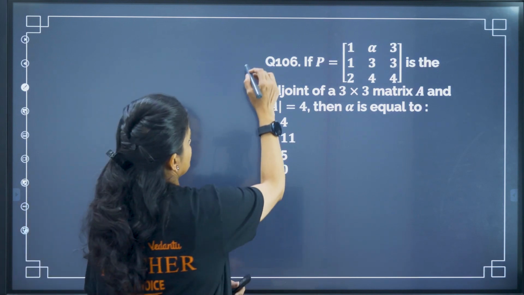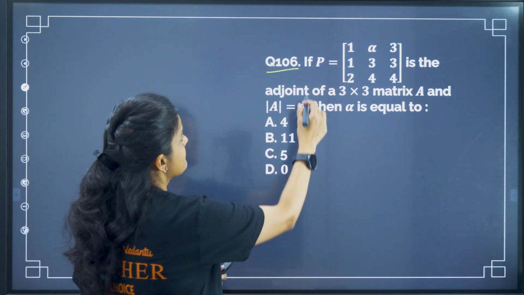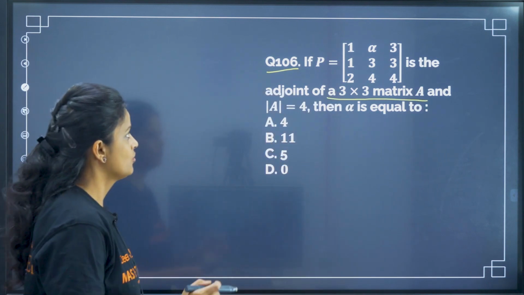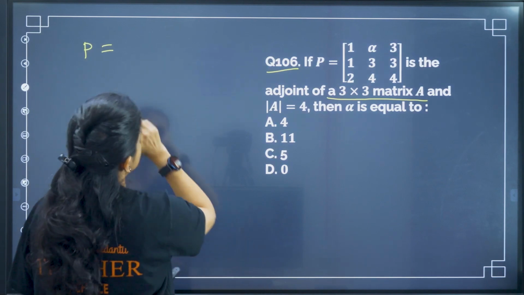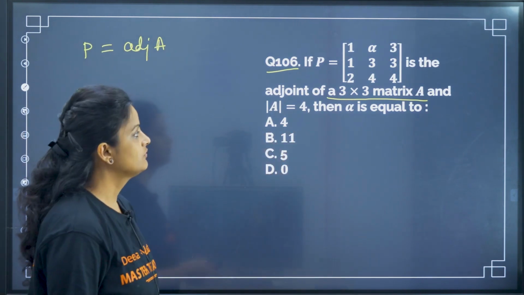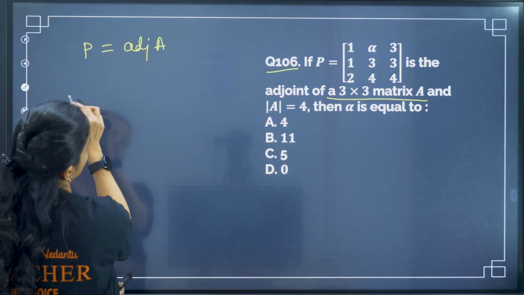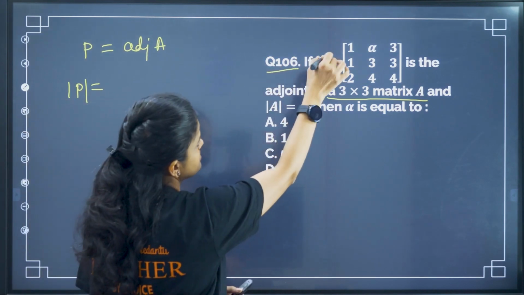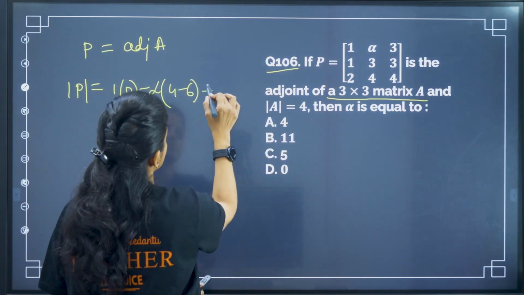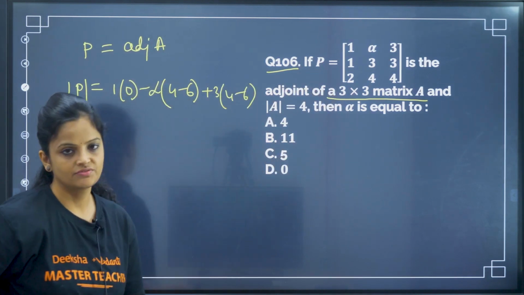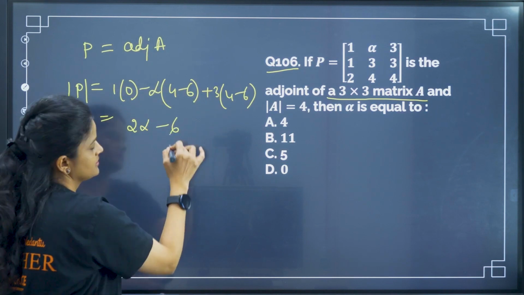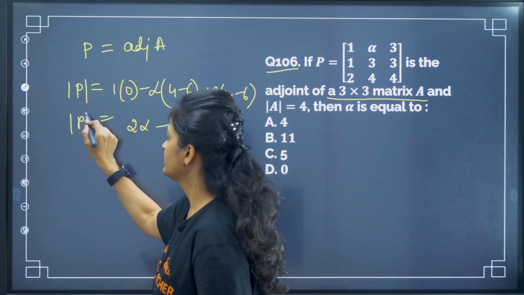106. This is also an interesting question in matrices. So good question. 106th one. P is equal to one matrix they have given, and that matrix is the adjoint of a 3x3 matrix A. Determinant of A is 4. Then what will be the alpha value? First we will take the determinant of P. So what will be determinant P? This will be 0 minus alpha into 4 minus 6 plus 3 into 4 minus 6. So I have minus of minus, plus 2 alpha, and we have 2 minus 6. So this is 2 alpha minus 6. This is determinant P.